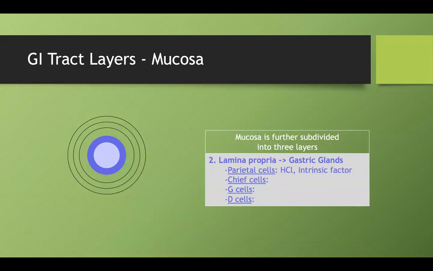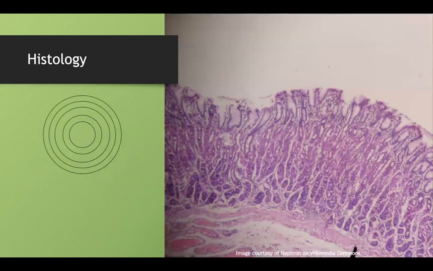So our parietal cells are secreting our HCl and intrinsic factor. Our chief cells are producing our enzyme that helps break down foods. Our G cells are producing gastrin, and our D cells are producing somatostatin.